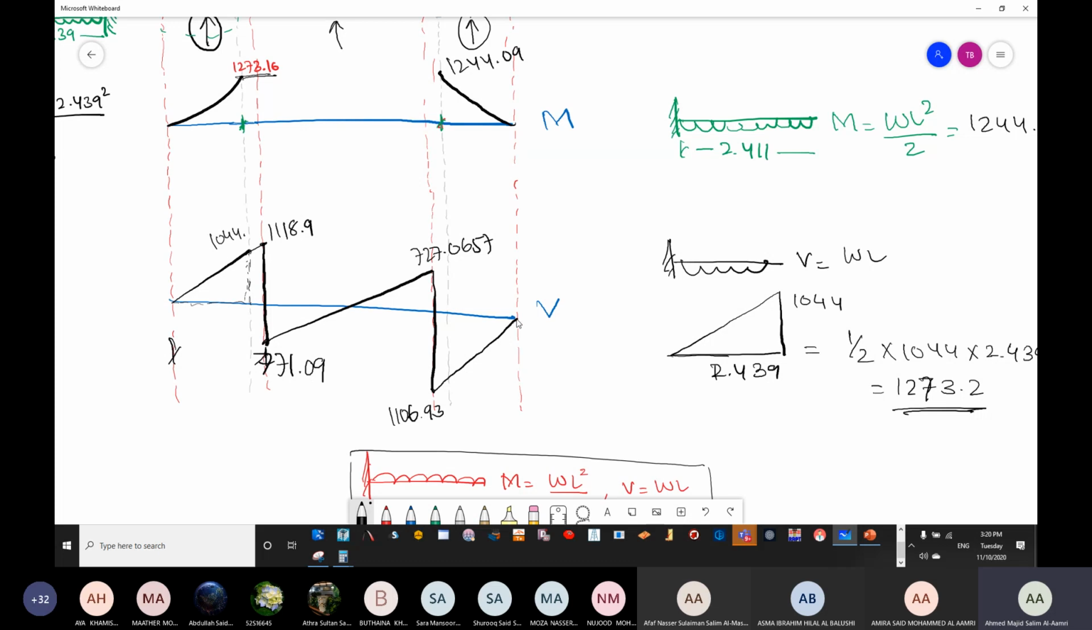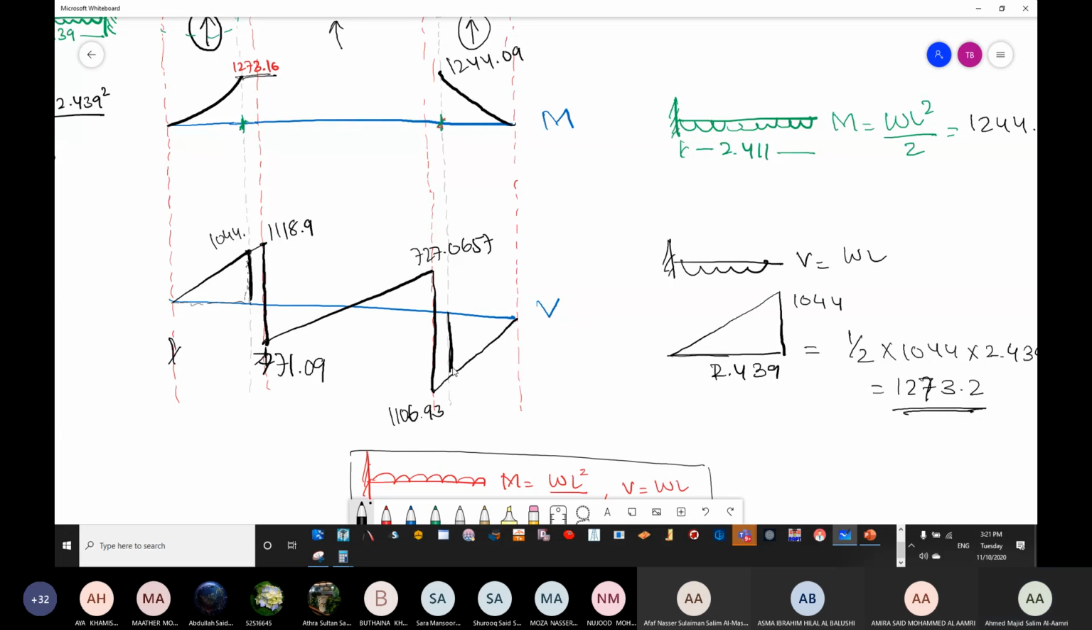And it means that our shear force is correct. If you don't get it to be zero, then your shear force is wrong. So now we have drawn the shear force diagram. This is already till the face of the support. We can go and calculate it.